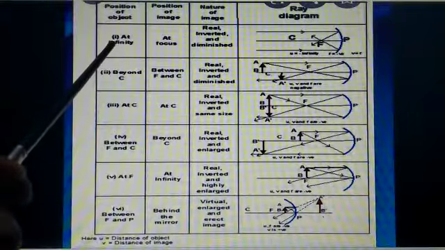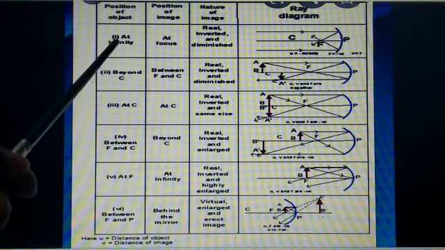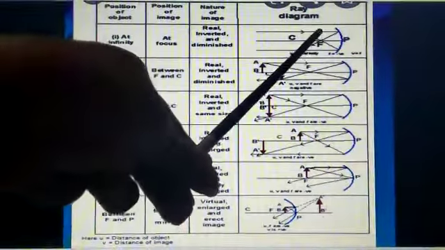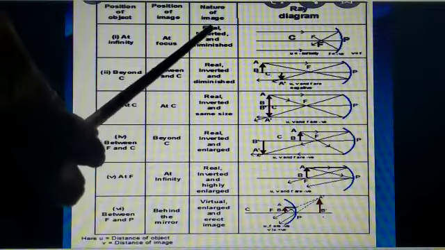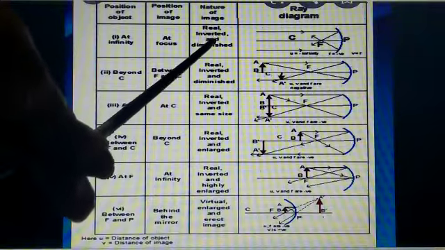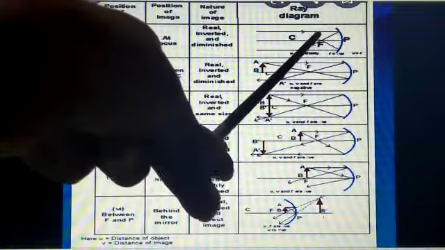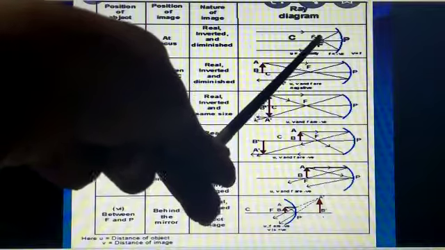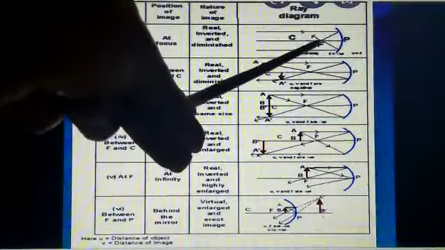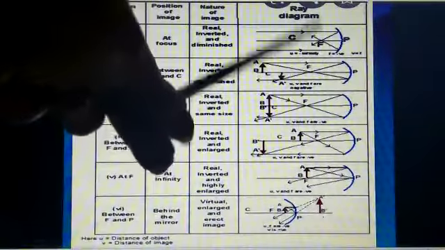So the image will be formed at focus. Where is the position of the object? The object is at infinity, so the position of the image will be at focus. Then how are the size and nature? Size will be diminished. Diminished means very small, point sized. Then it is real and inverted. A real image will be formed because actual light rays are intersecting, and the image will be inverted. Inverted means up and down. If the object is upright, then the image will be downwards, the head will be downwards.